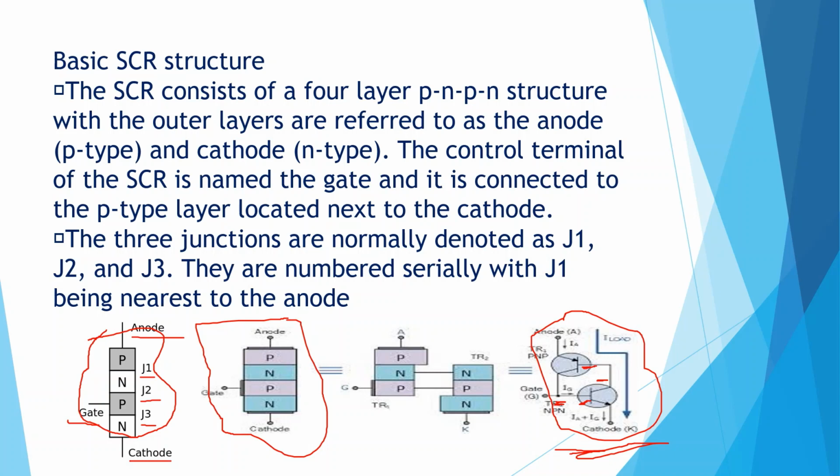So even a small current from anode to cathode produces a small emitter current which will flow. Emitter current is equal to collector current plus base current. The base current will amplify the signal, then it goes to the collector of the second transistor, and from the collector it goes to the base of the first, and due to regenerative action the SCR will be triggered or fired immediately. So this is the basic structure of the SCR and the two transistor analogy.